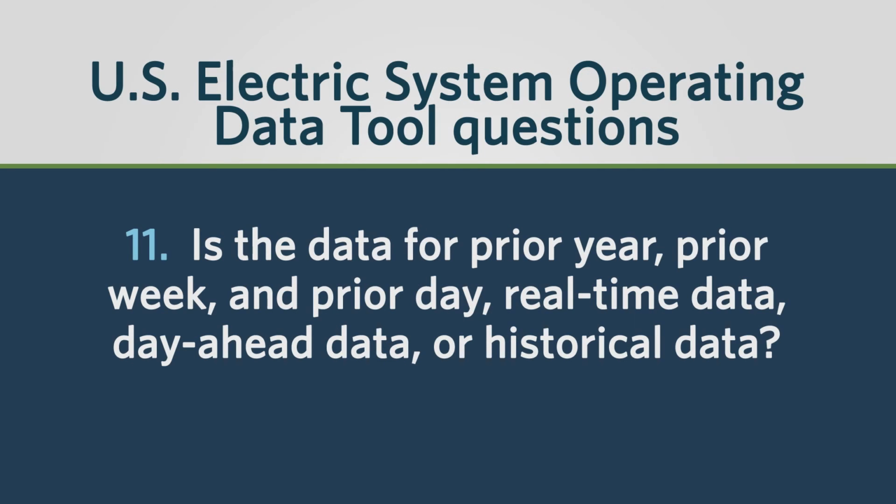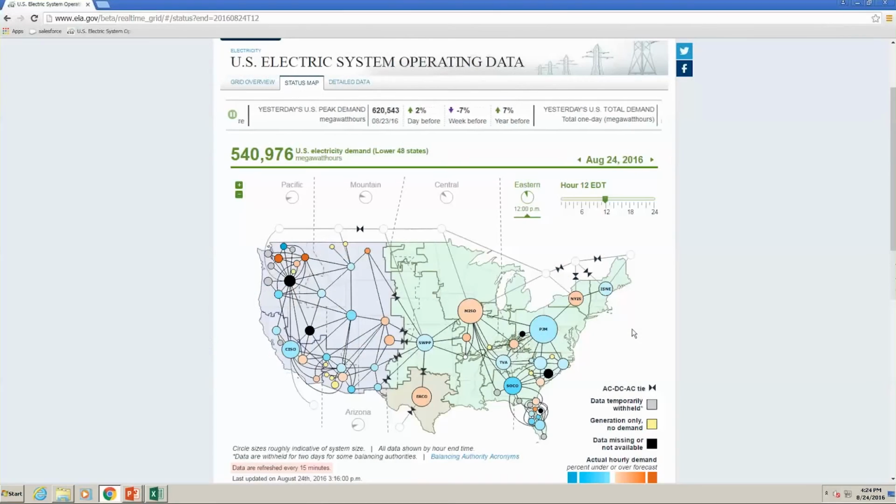Is the data for prior year, prior week, and prior day real-time data, day-ahead data, or historical data? Other than the demand forecasts, everything that we're talking about here is historical data. So it's not day-ahead. The demand forecasts are a day-ahead forecast, but everything else is historical.